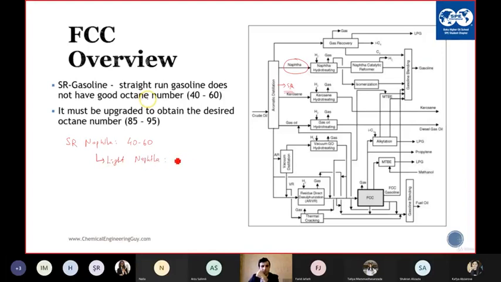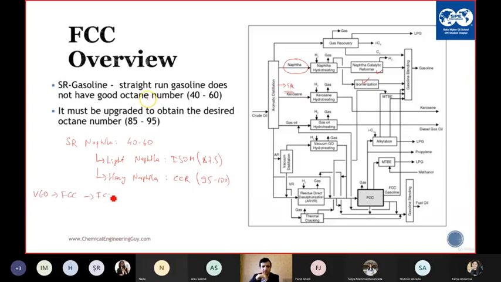which is sent to isome, and then the product from isome has an octane number of 87.5. Heavy naphtha is sent to CCR. We will talk about CCR today. So isomerization is here, and CCR, what is it? CCR, naphtha catalytic, CCR is here, and CCR has an octane number of 95 to 100, and then from VGO it is sent to FCC.